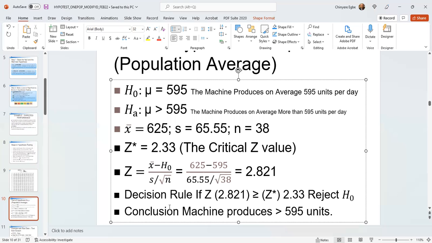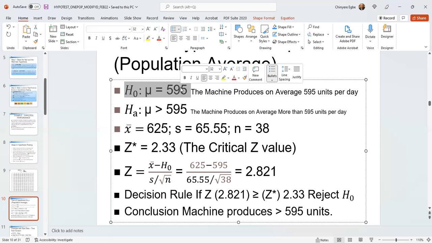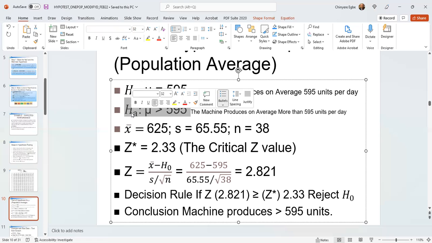And so your decision rule is that if z, which is 2.821, is greater than the critical z, which is 2.33, then you reject the null hypothesis that the machine produces an average of 595. So you reject that null hypothesis, you are concluding then that the machine produces more than 595, okay? If you reject the null hypothesis, then you accept the alternate hypothesis, okay? So your conclusion is that the machine produces greater than 595. Is that clear?